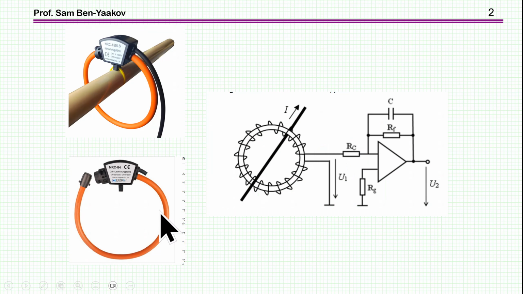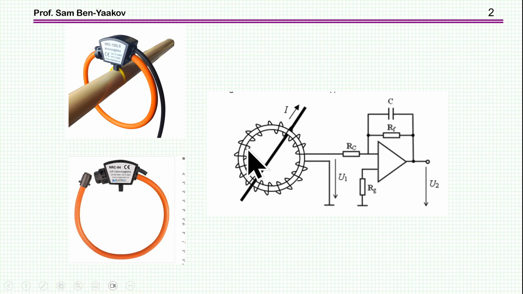Here is a typical way the Rogowski coil is used. This is the Rogowski coil. We have a loop here which is wrapped around a wire which is carrying the current. Here it is. And then there is an electrical connection here to the signal processing.